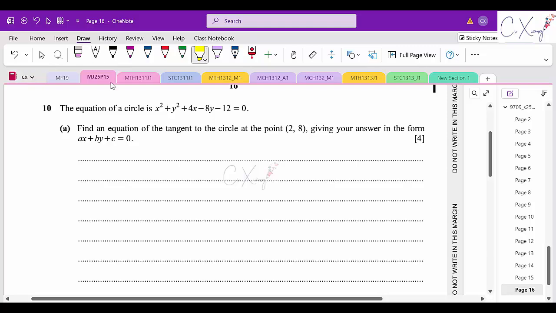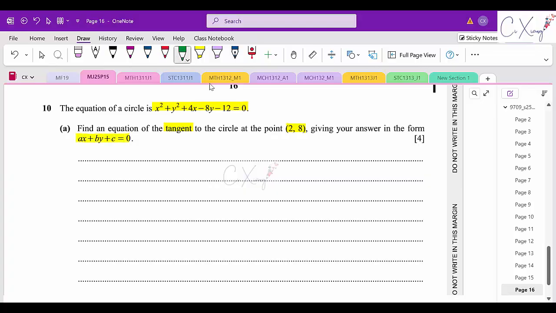Question number 10. The equation of a circle is this one. They want us to find the equation of the tangent to the circle at the point (2, 8), giving your answer in this form. In general, we have a circle, and a point (2, 8). I want to find the equation of the tangent, so this is a tangent.